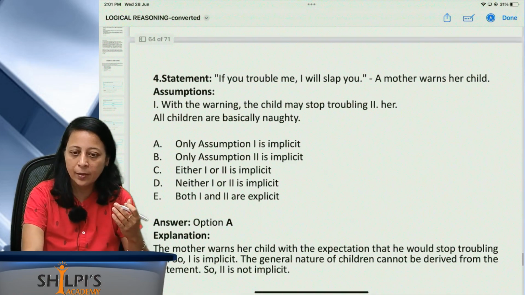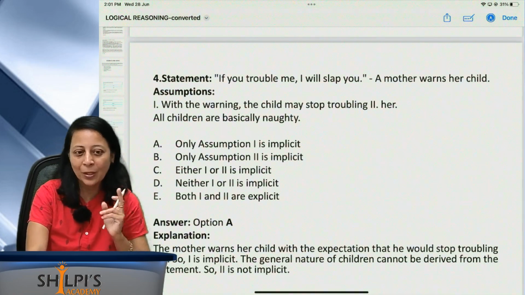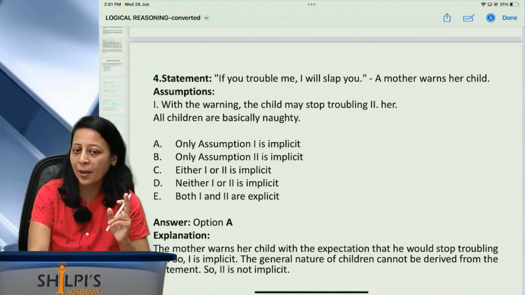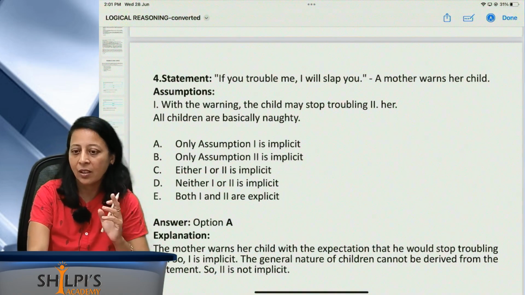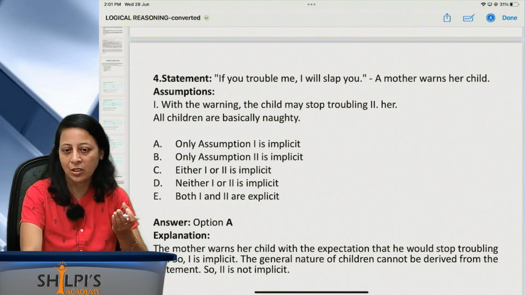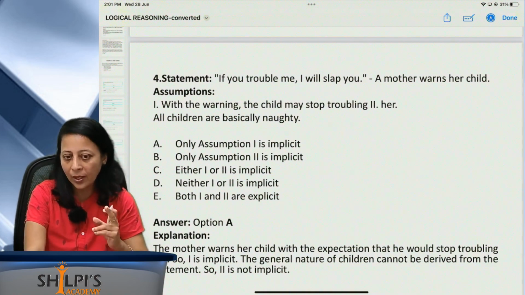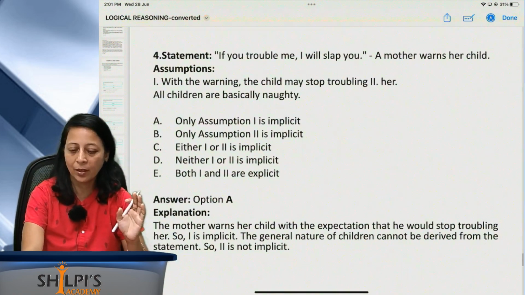Next question. If you trouble me, I will slap you, a mother warns her child. Assumption 1: with the warning, the child may stop troubling. Second one, all children are basically naughty. Okay. So what is the assumption here? Assumption 1 is implicit. With the warning, the child may stop troubling her. Okay.